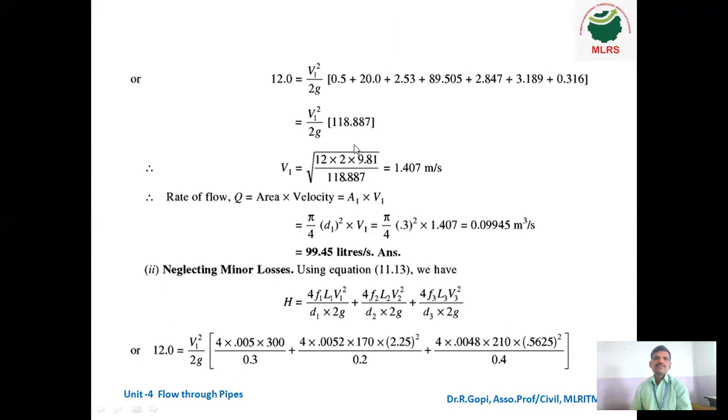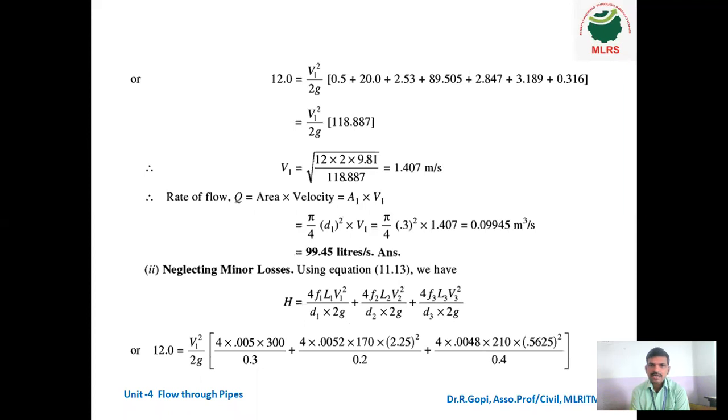So using this, find out V1. Substitute all the values. V1 square by 2G is the common term. So substitute all the values, we can easily get V1. Therefore V1 is equal to 1.407 meter per second. Once you have found V1, the rate of flow, the discharge, is very easy.